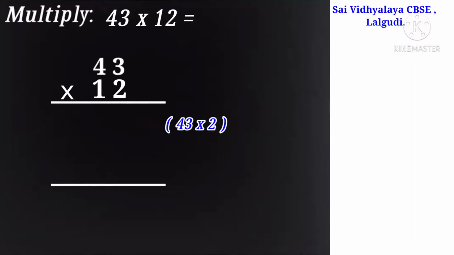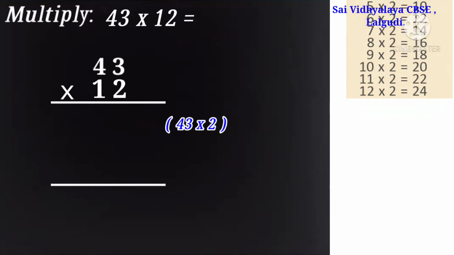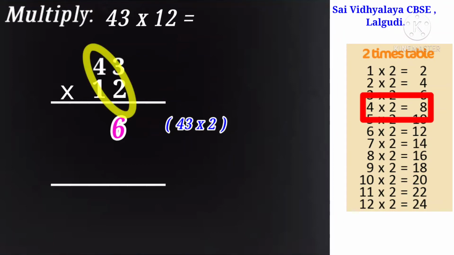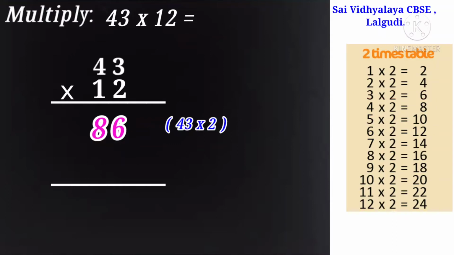First, 43 into 2. To find this, use the 2 times table. 3 into 2. 3 2s are 6. Write 6 in the ones place. Next, 4 into 2. 4 2s are 8. Write 8 in the tens place. In the second step, we have to multiply the number 43 by 10. 43 into 10. As 10 has 0 in its ones place, write 0 here.